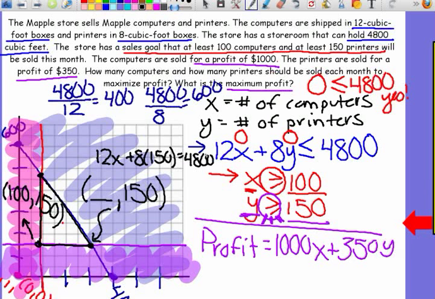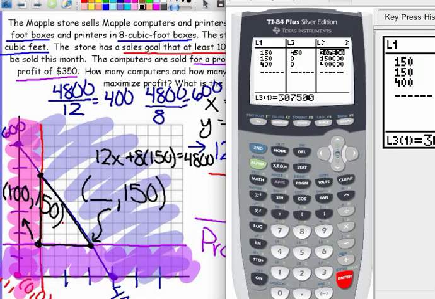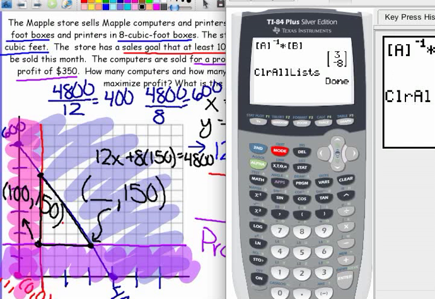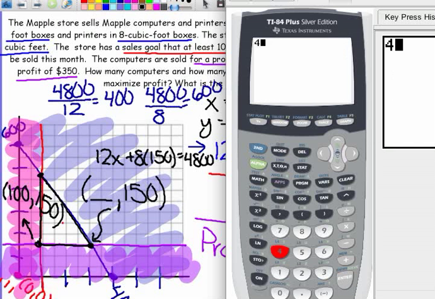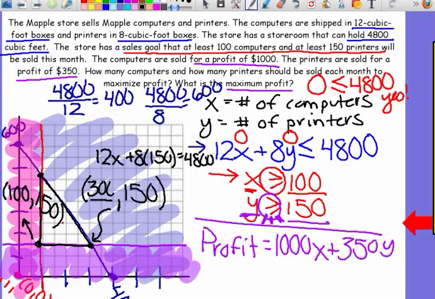Okay, so then actually I need to get a calculator because I'm just not going to do that in my head. And then you can see what I'm doing too. Let's get rid of all this stuff. So 4,800 minus 8 times 150 is 3,600, divided by 12 leaves 300. So this must be the point 300, 150.